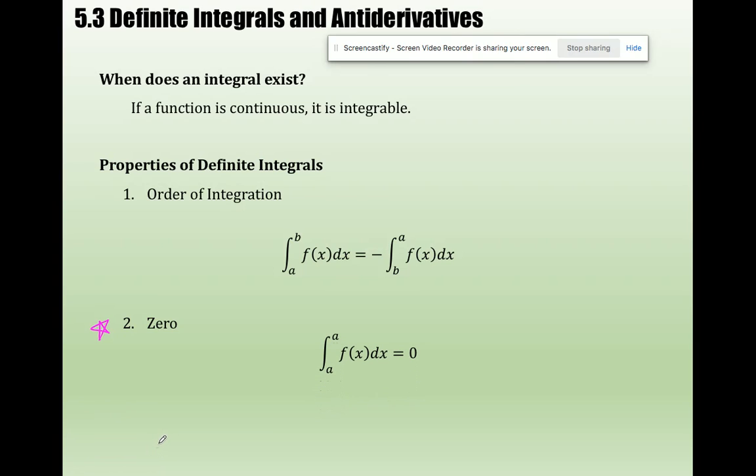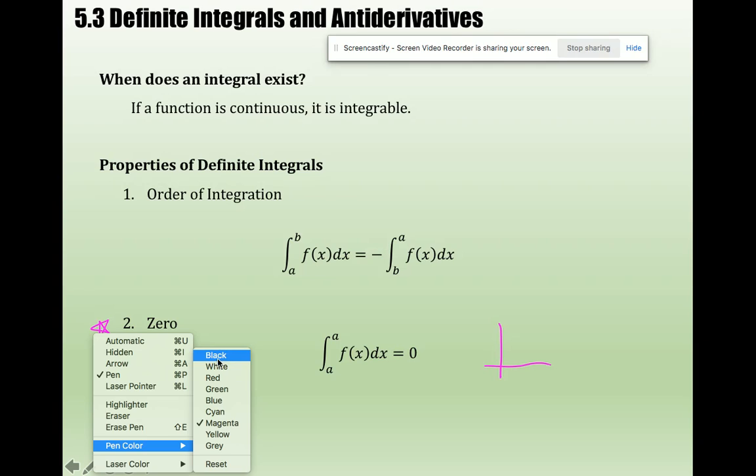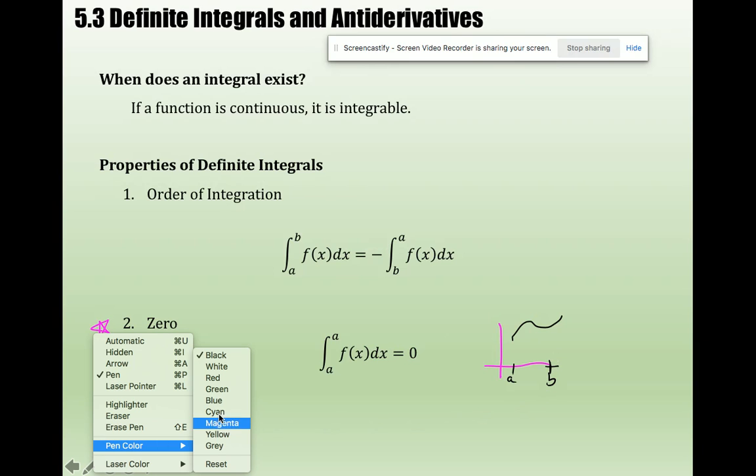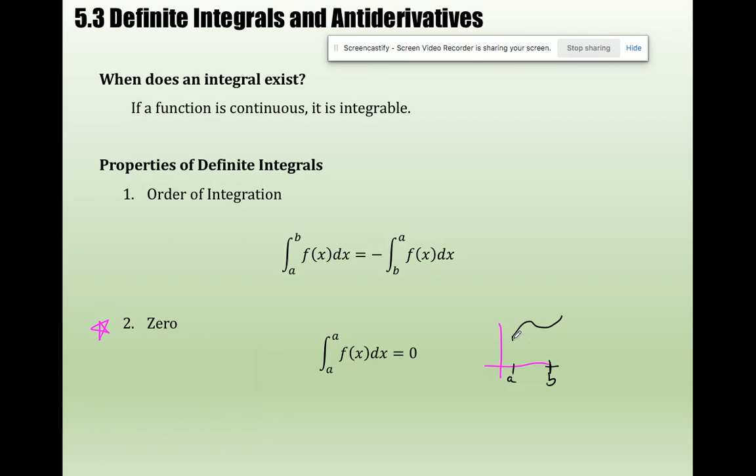When is your area 0? And again, let's just imagine that we have, just for simplicity's sake, let's say we're above the x-axis and we go from A to B. And let's pretend all of that area, again, is 7. Because I had a bunch of rectangles, I went up to the function over, right? And my dx's were positive if I went from A to B.